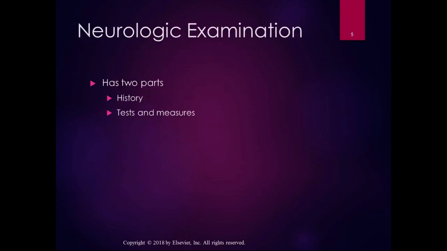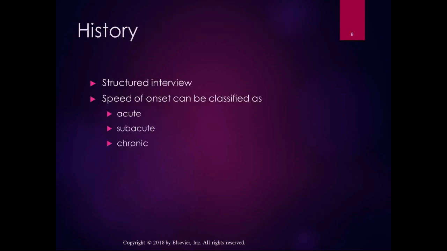So the neurologic examination itself has two parts, taking a history and tests and measures. So we're going to test people and see what we come out with. So the history is a structured interview. One of the things that is defined in the history is the speed of onset. So it can be classified as acute, subacute, or chronic.